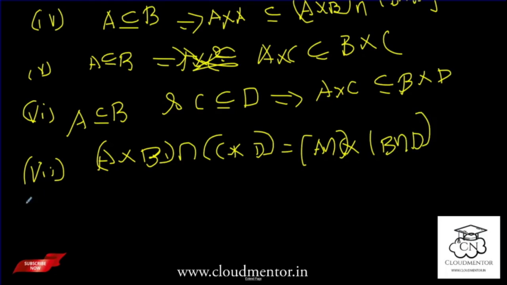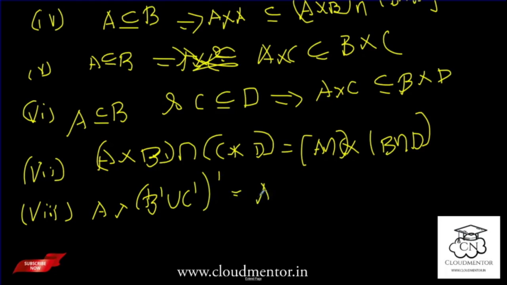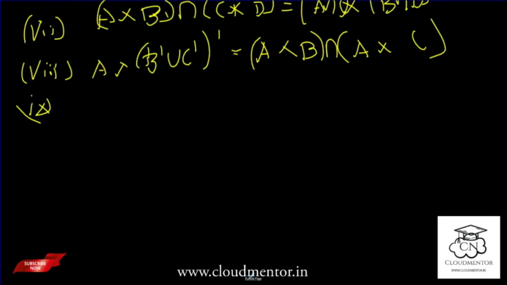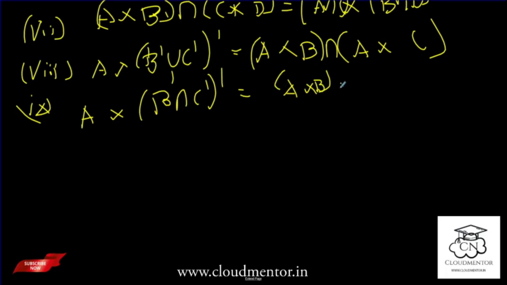Okay, and now the eighth point is that A cross B complement union C complement, the whole complement, will be equal to A cross B intersection A cross C. And the ninth property will be A cross B complement intersection C complement, the whole complement, will be equal to A cross B union A cross C.